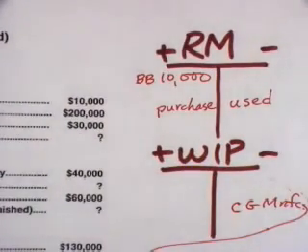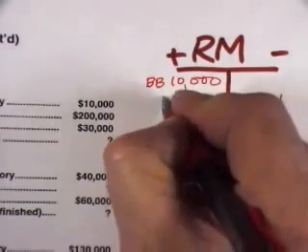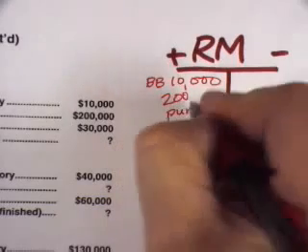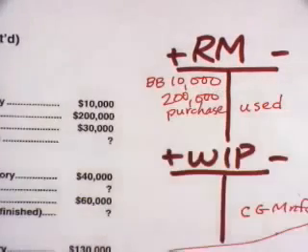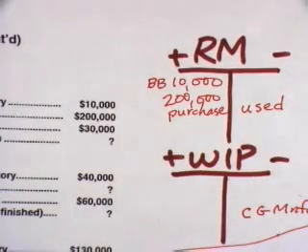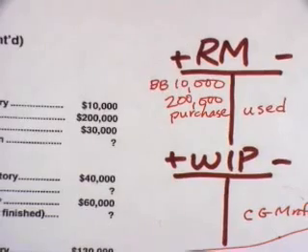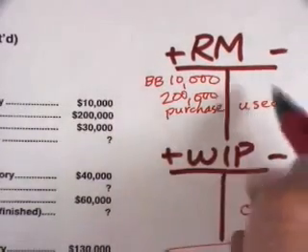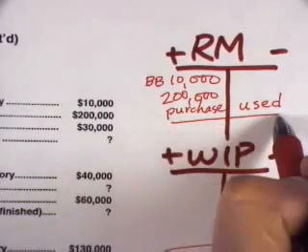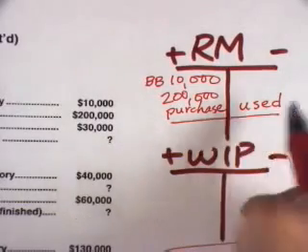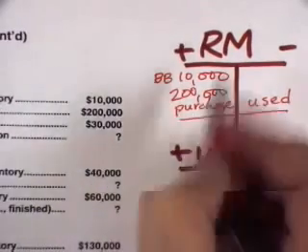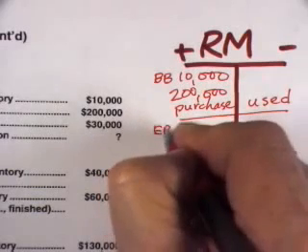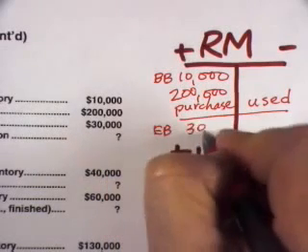And then purchases of raw materials is $200,000, it says. So we add that to our beginning balance, and now we're up to $210,000. But then it says our ending inventory is $30,000. And to get to ending inventory, we have to draw a line here saying that the period is over, it's at the end, and they say that our ending balance is $30,000.